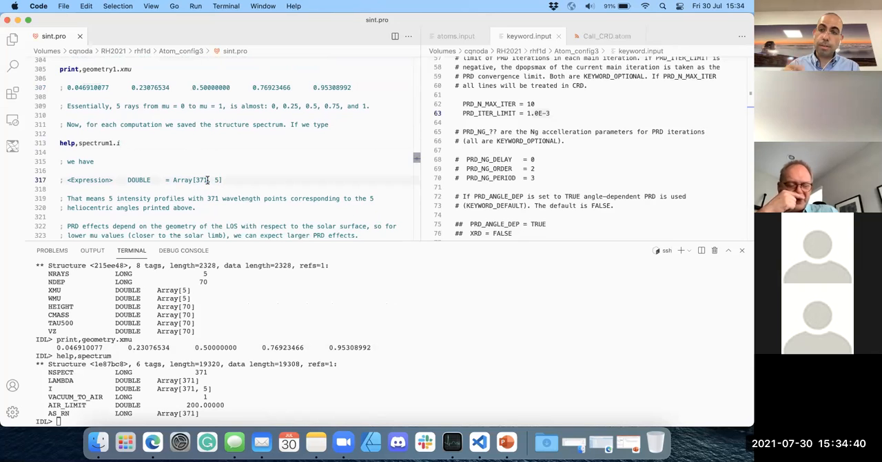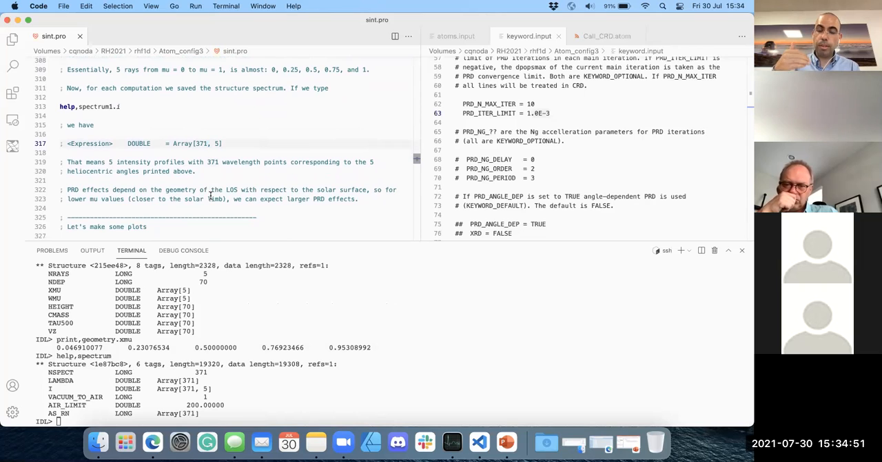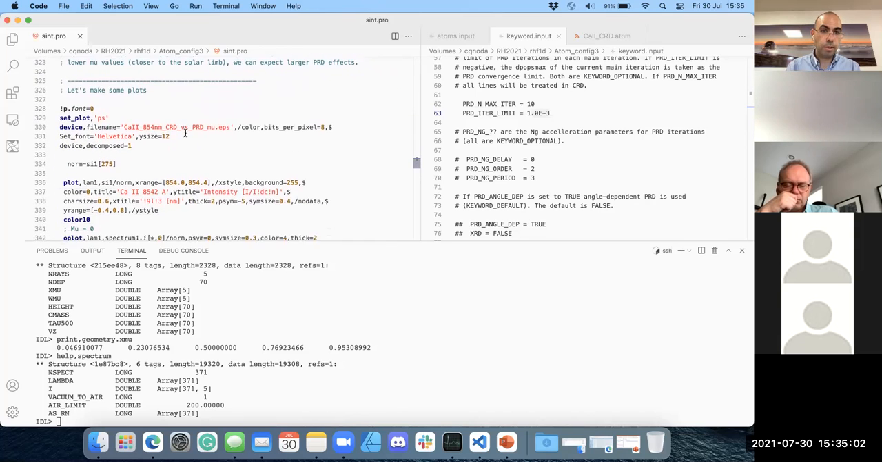And then 371, if you see lambda is also 371. So this is the intensity profile, okay? So then essentially it means that we can already compute or plot the difference between PRD and CRD for those 5 heliocentric angles, okay? So let's try to do that.